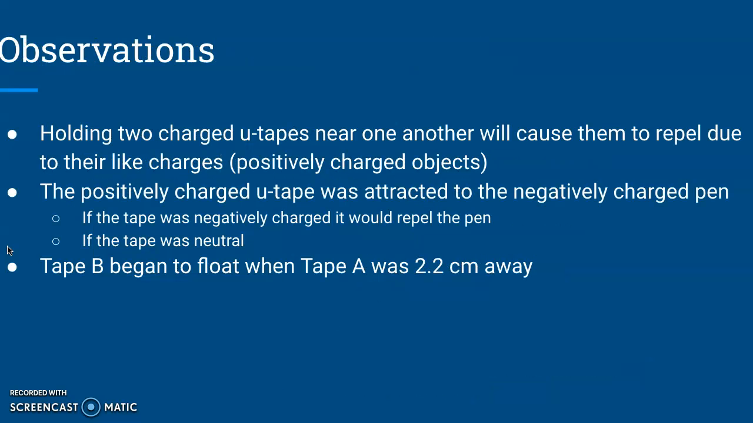Here are some observations I made while completing this experiment. Holding the two charged U-tapes near one another would cause them to repel due to their like charges. Positively charged objects would repel other positively charged objects. The positively charged U-tape was attracted to the negatively charged pen. However, if the tape was negatively charged, it would repel the pen, and if the tape was neutral, it would also be attracted to the pen. In the final part of the experiment, when we placed tape A and tape B near one another in water, tape B began to float when tape A was 2.2 centimeters away.